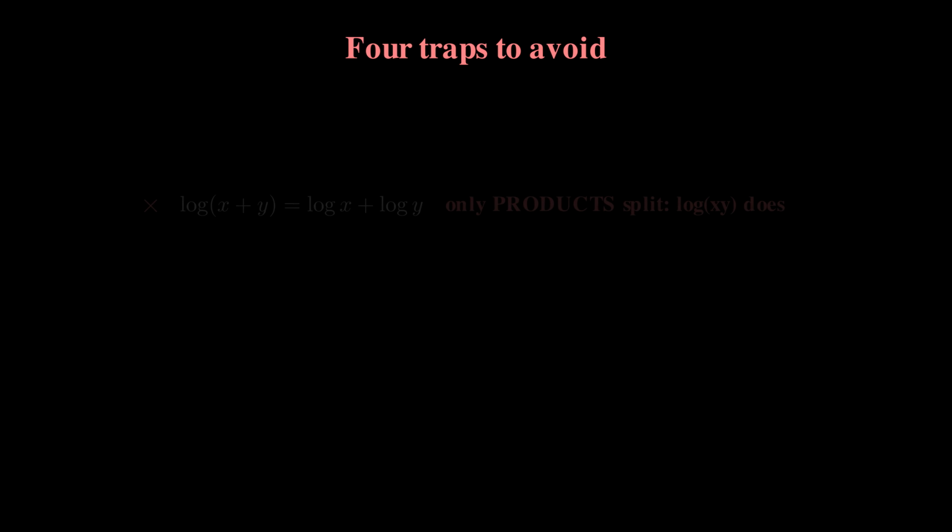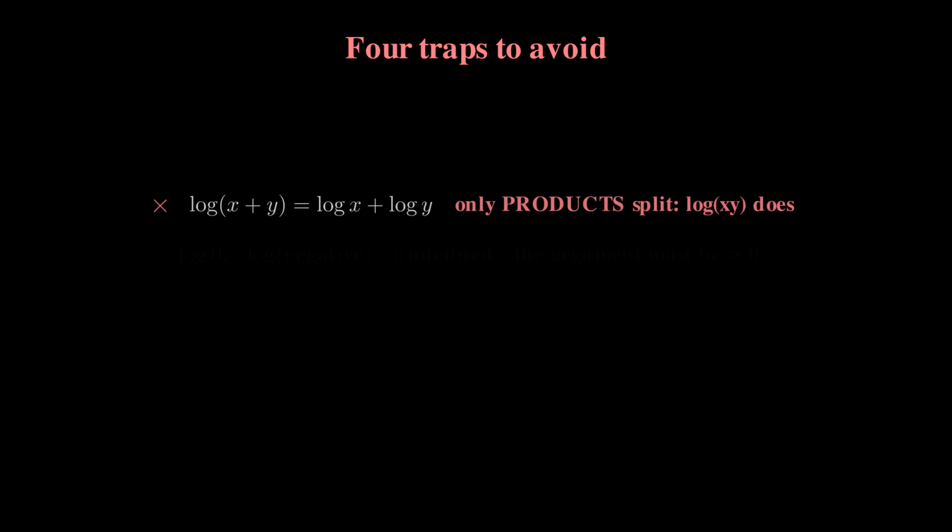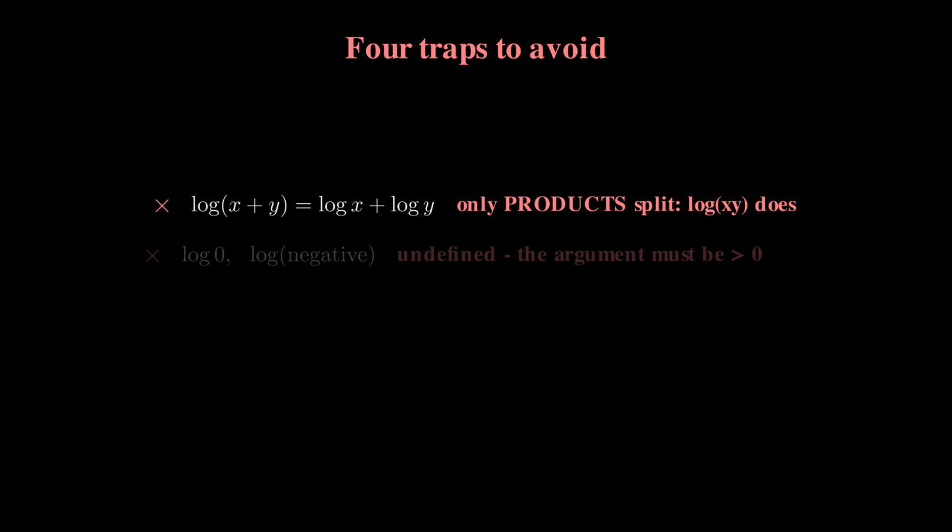Before the recap, the 4 traps that quietly lose marks. 1. The biggest. Log of x plus y is not log x plus log y. Only products split. Log of x times y does. A sum inside a log stays put. 2. The thing inside a log must be positive. Log of 0 or of a negative number is undefined. If your working produces one, you've taken a wrong turn.